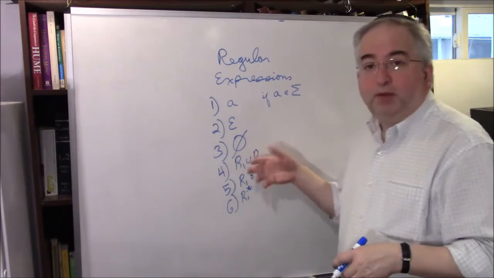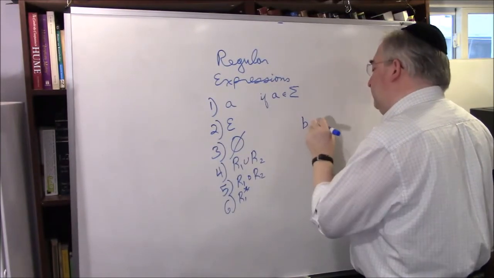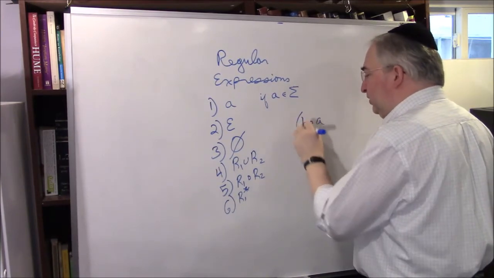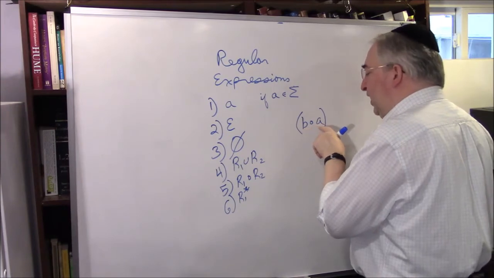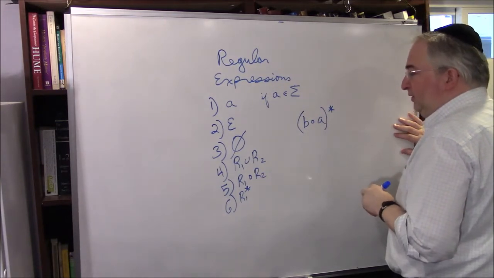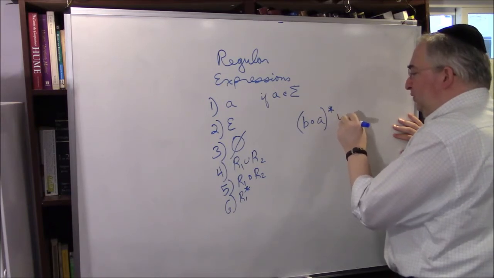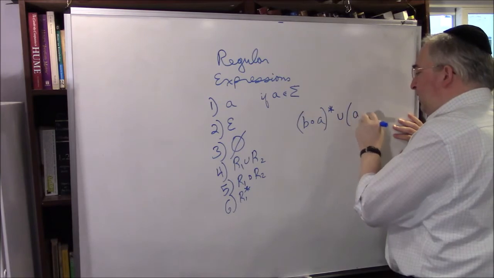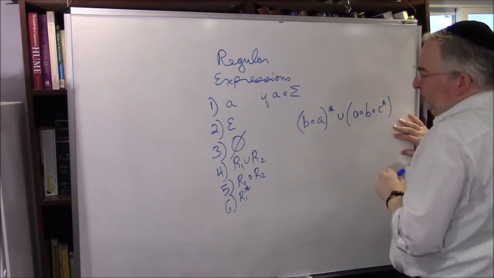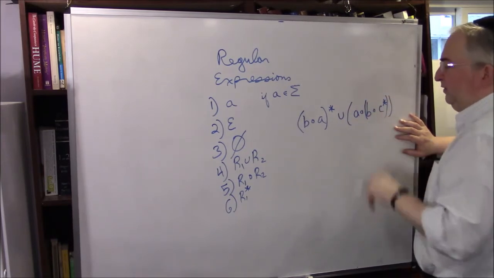So this is the way we build up regular expressions. For example, B is a regular expression, A is a regular expression. We can compose them, we get a regular expression. Star of them, that's great. And then union A composed B composed C star is a regular expression. Something like that. We'll assume parentheses here, but that's fine, it doesn't matter.